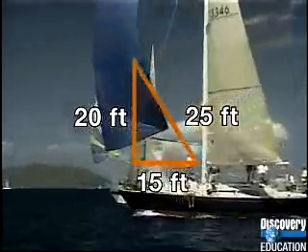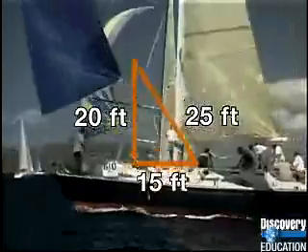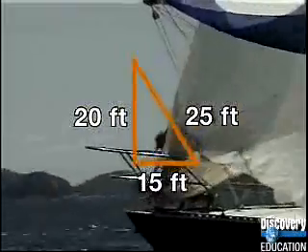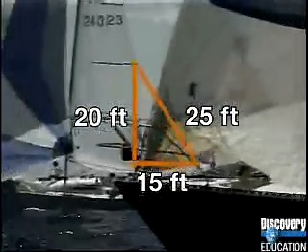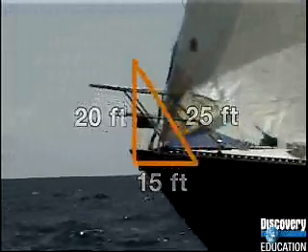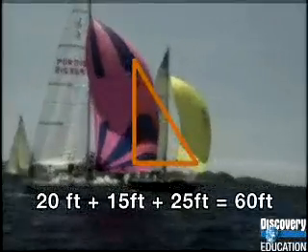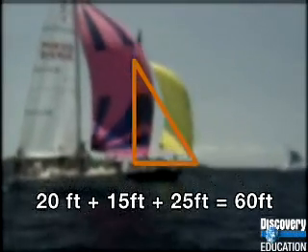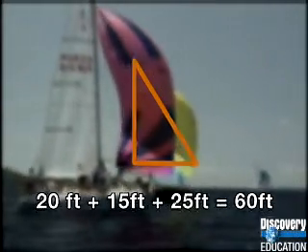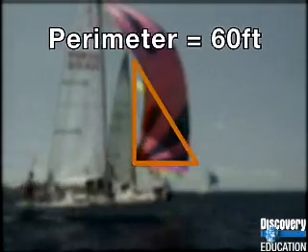Most sails are reinforced around their edges with various materials. Determining the perimeter of the sail helps you solve the problem of how much will be needed. For the perimeter, we add the measurements of the three sides, 20 feet plus 15 feet plus 25 feet, which equals 60 feet. The perimeter of the sail is 60 feet. But how much material do you need for the actual sail?